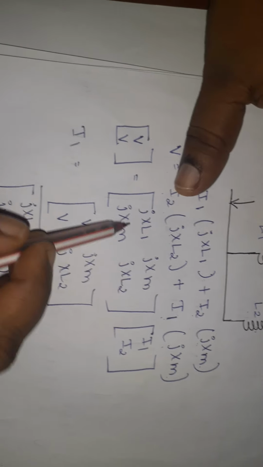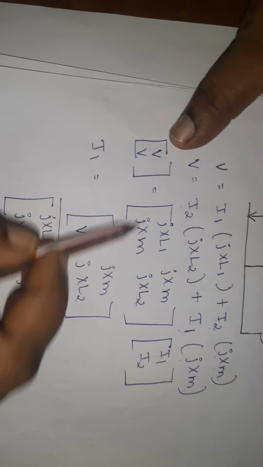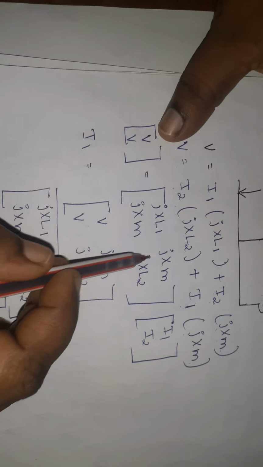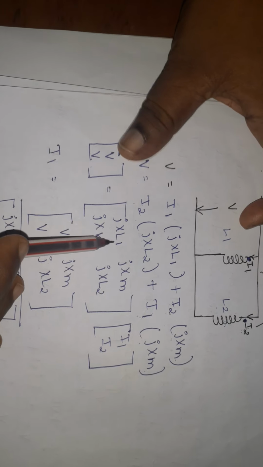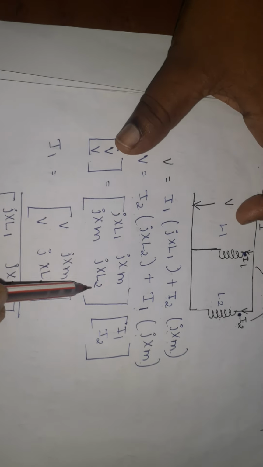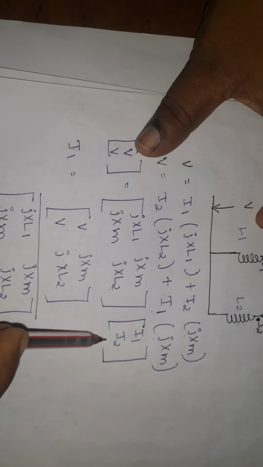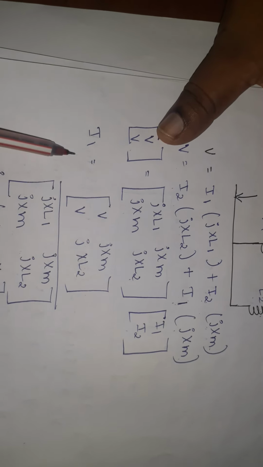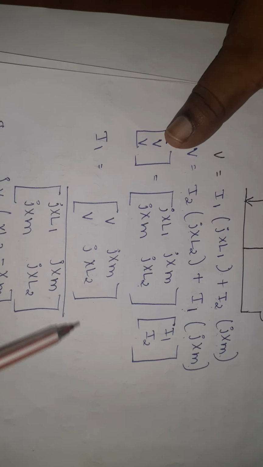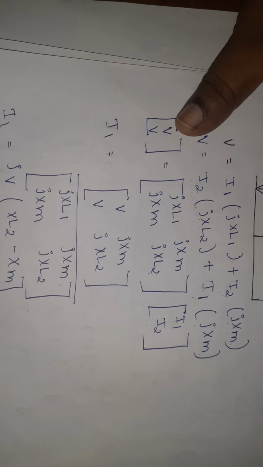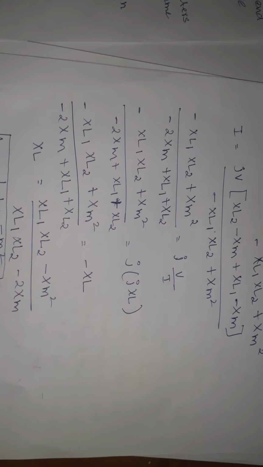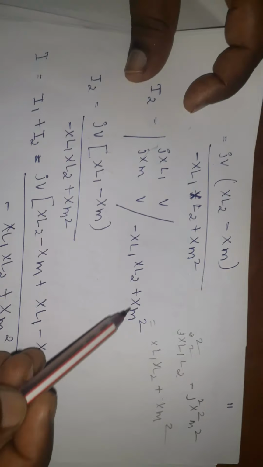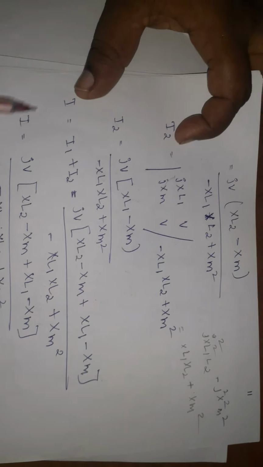You write the matrix formation here. You already know how to write this formation. You put V on this side, and write these values: jXL1, jXM, jXM, jXL2, with I1, I2. So you first find the I1 current. You write this equation like this. First you find I1, and you get this value. Next you find I2 here.